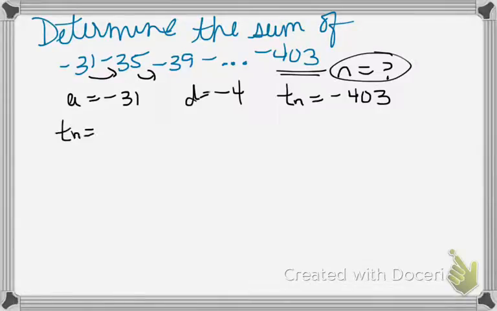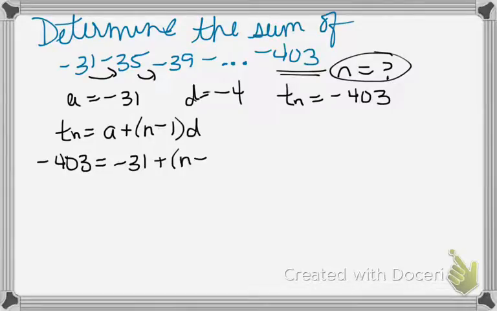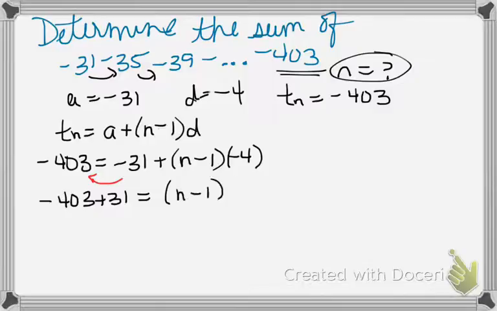Okay, so I'm going to use my sequence formula. Okay, and I'm going to plug in what I know. I know the value of the last term, and I know the value of the first term. I don't know what the term number is for the last term, and I know the D value. Okay. What I really want to know is just how many terms are in this sequence. So I'm going to bring the 31 over. Okay, we'll get negative 403 plus 31, and then n minus 1 times negative 4. Don't worry about distributing that negative 4 in there. We're going to divide it out anyways, so we don't want to do that actually.